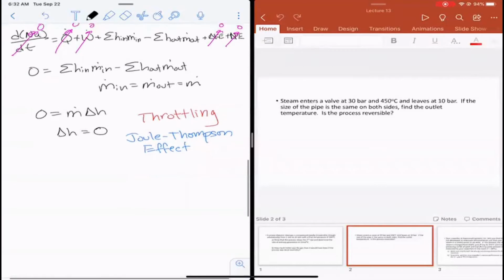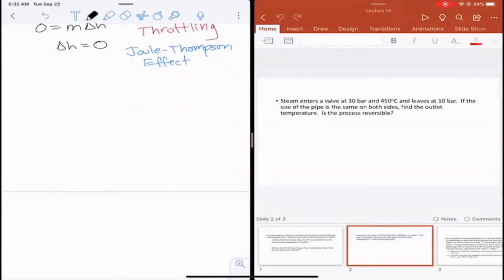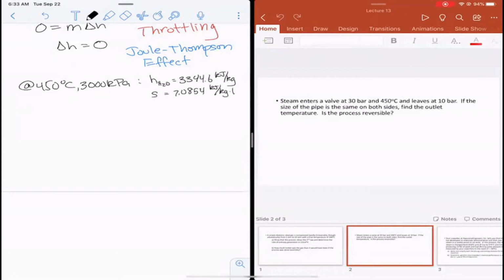And so if we go to the steam tables, let's look at the initial state where we have steam entering the valve at 30 bar and 450 degrees C. So we know that at 450 degrees C and 3,000 kilopascals, right, or 30 bar, the enthalpy for the steam is equal to 3344.6 kilojoules per kilogram. And we also know that the entropy is equal to 7.0854 kilojoules per kilogram Kelvin. Okay, so that's our initial state.